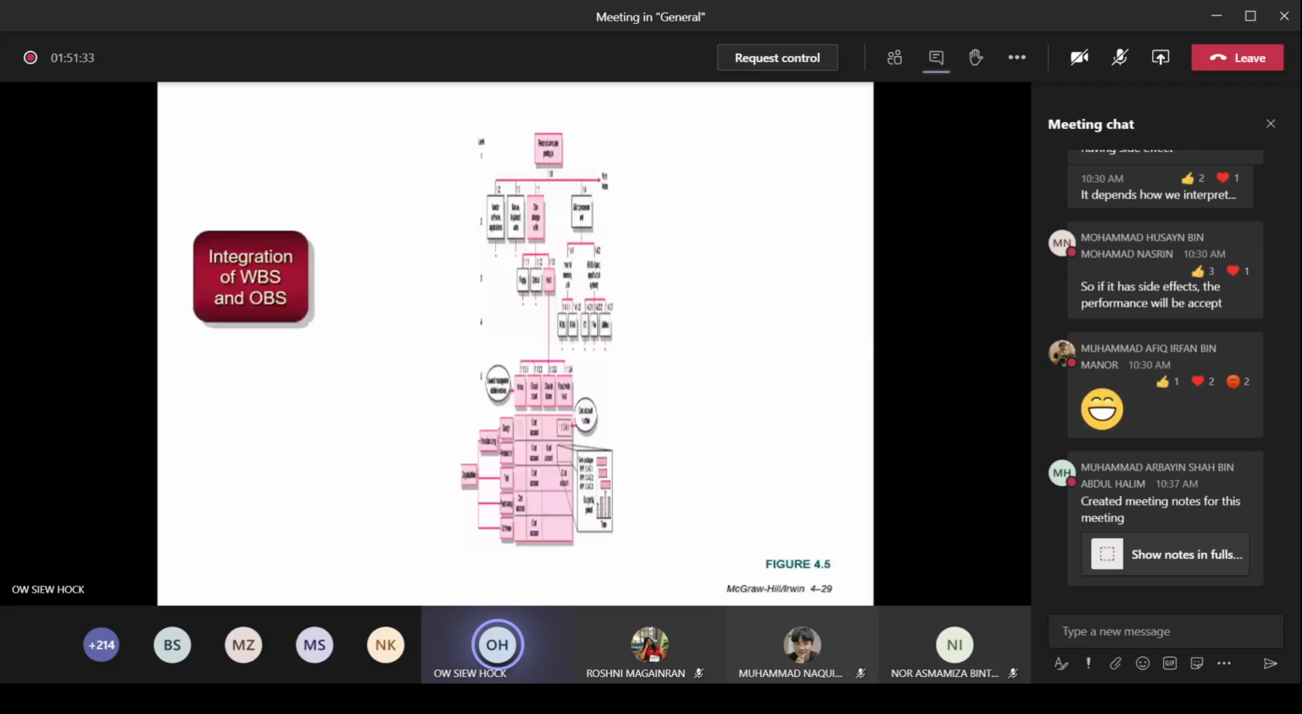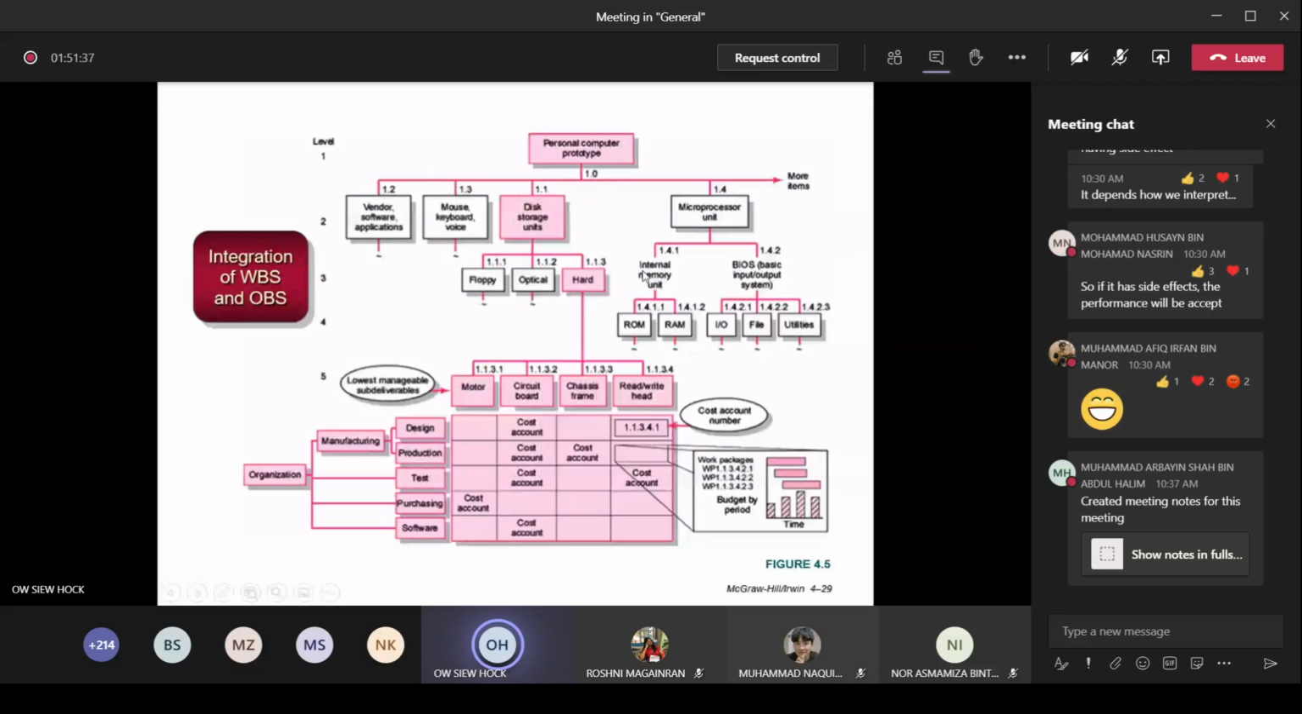So what do you mean by all this? Take a look at this example, this diagram. Looking back at the example just now, the personal computer prototype, this is the work breakdown structure. Now you integrate. This is the integration of WBS with OBS. This part is the organization structure. This company is building the computer, so this involves the manufacturing department. Of course, this company has other departments: sales, marketing, R&D, human resources, and so on. But building this personal computer involves the manufacturing department.